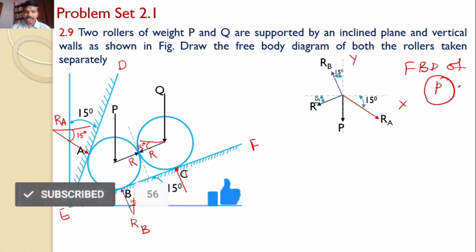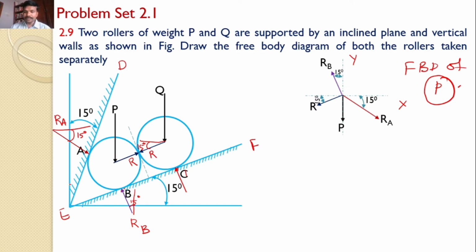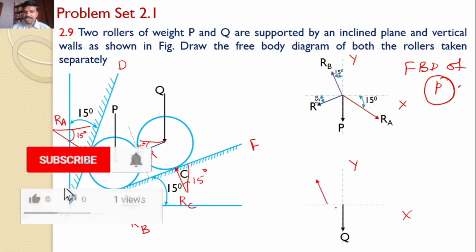Let us extend the same concept to roller Q. This is my XY axis. I am considering my XY axis. First I am drawing the self-weight Q. Next RC. RC is the reaction force at C, which is perpendicular to EF. This EF makes an angle of 15 degrees with the horizontal, hence RC makes the same 15 degrees angle with the vertical. So this is RC.